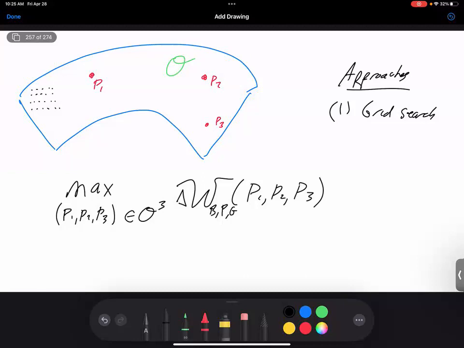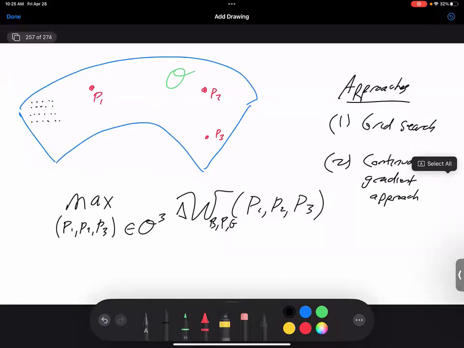The other one is a continuous gradient approach. So even though we know we are not going to be accurate to within 1/1000th of an inch, let's assume we can put our outfielders anywhere we want. And then for each configuration, we can say, let's calculate what the value of this is, and then let's see how we should move things.